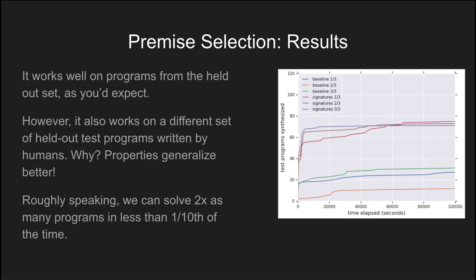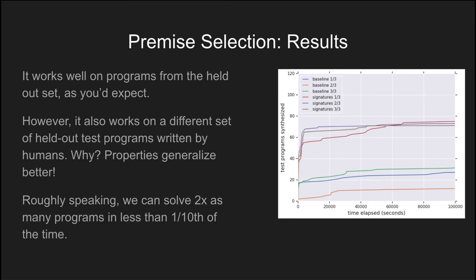But this is what you'd expect, right? The interesting thing is that it also works well on a test set of about 150 human written programs. And you might ask, why doesn't this change in distribution hurt us, right? We claim that it's because properties generalize better than other types of representations. For instance, a property comparing the lengths of the input and output lists is invariant to the content of those lists.